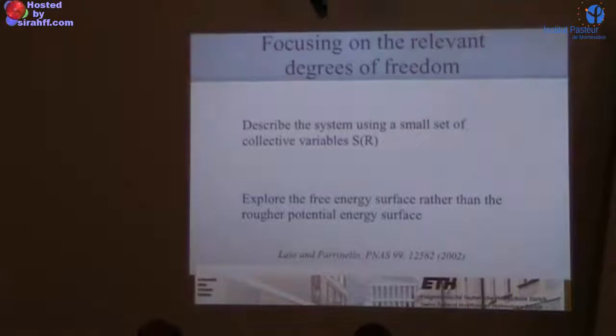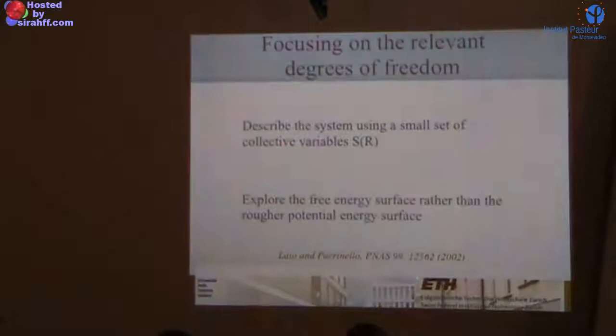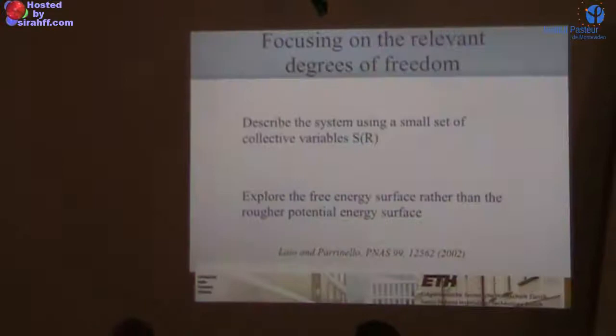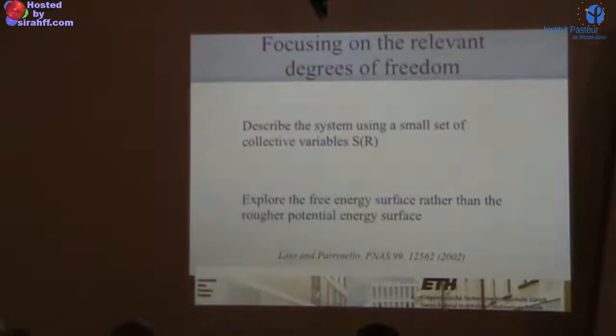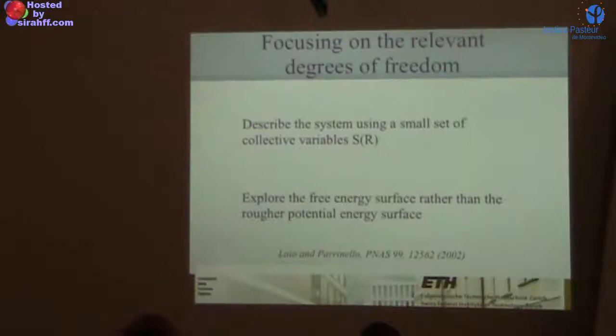How do we do that? I will go briefly, otherwise we cannot follow. The details, the proper didactical explanation, will come later, not from me. So first, we try to find a small set of collective variables, a concept which you have been exposed to, and I will not repeat anything there. The other thing is, of course, we focus on the free energy surface rather than the potential energy surface.